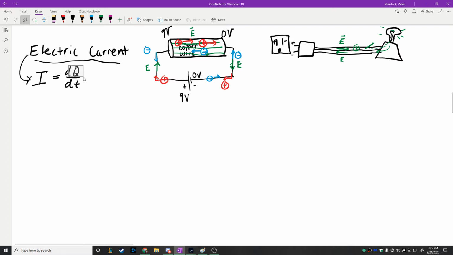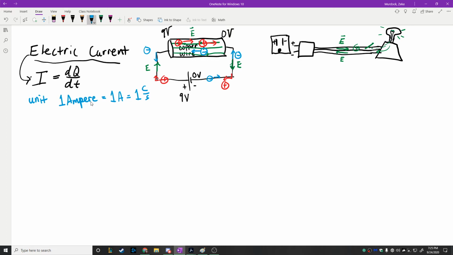The faster the charges flow, the bigger the current's going to be. The unit that we use for electric current is the ampere, 1 ampere. And the short version of that would be amps. We usually just call them amps. Or 1A is equal to 1 coulomb passing through some piece of your conductor per second.